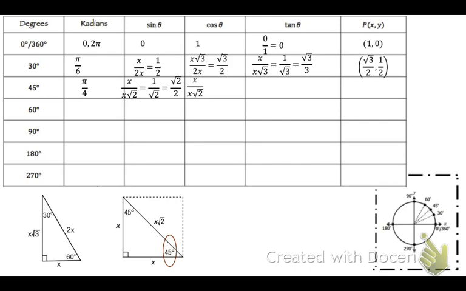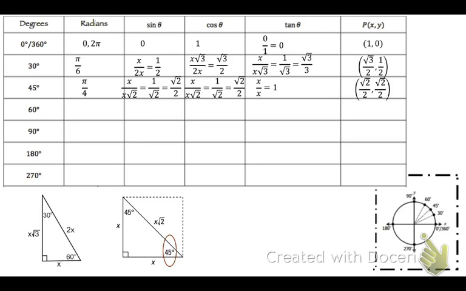Cosine is adjacent over hypotenuse, so that's x over x root 2, which is the same as sine, so that's root 2 over 2. Tangent is opposite over adjacent, so that's x over x, which equals 1. So my point there is root 2 over 2, comma, root 2 over 2.